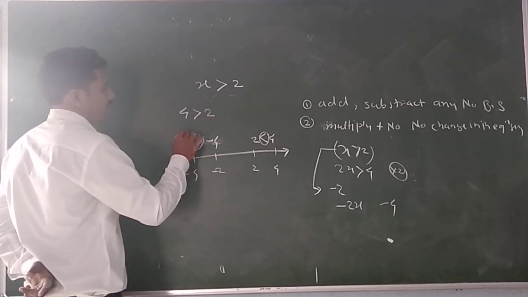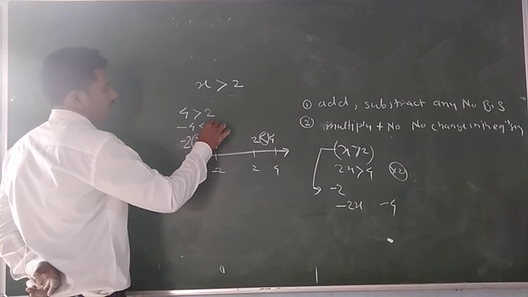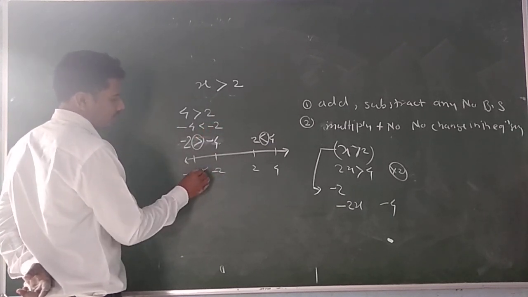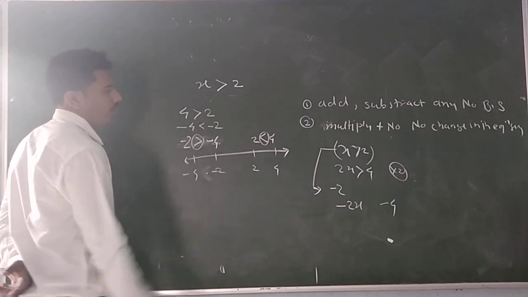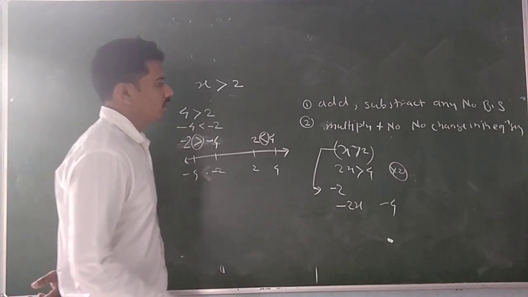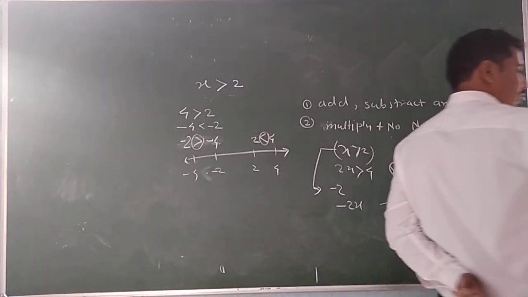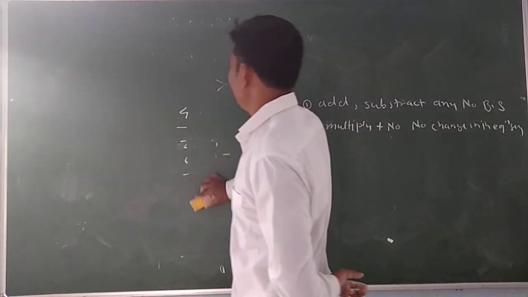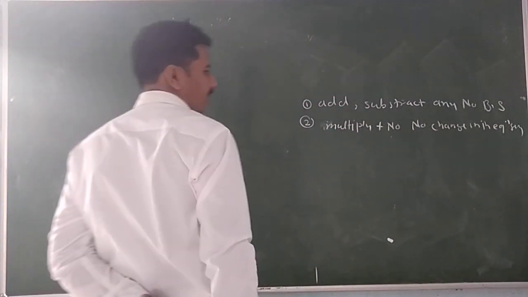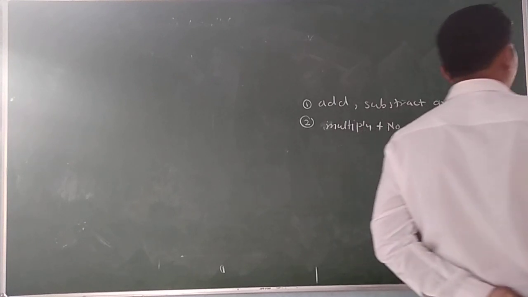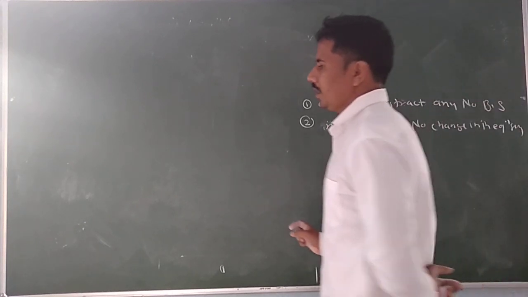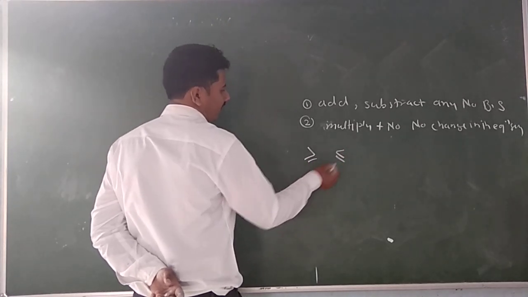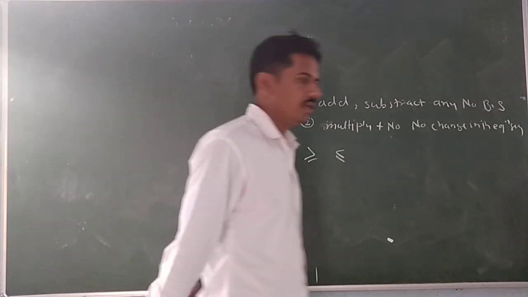Remember this thing. 4 is greater than 2. Multiply both sides by minus, and minus 4 is less than minus 2. Minus 4 comes to the left-hand side, that means it is always less than minus 2. You have to remember this. While multiplying with a minus sign, we have to invert the sign: less than to greater than, greater than to less than, greater than or equal to to less than or equal to, and less than or equal to to greater than or equal to.